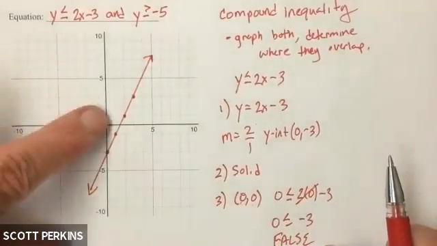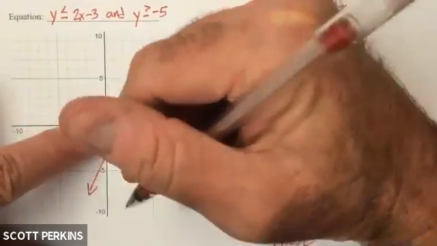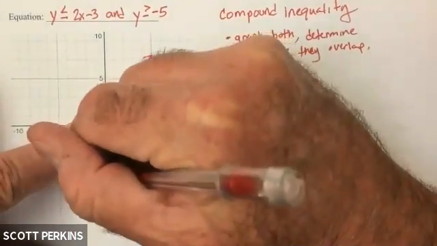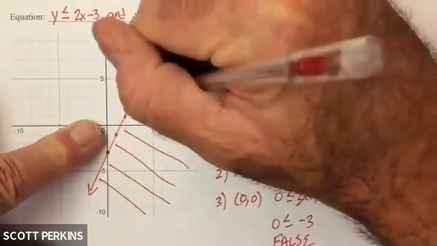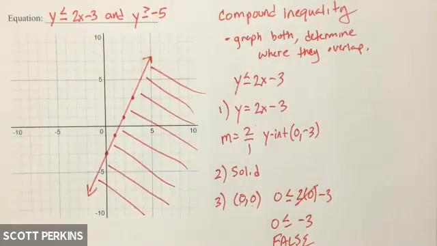So my test point was up here, 0, 0. We got a false statement. So that means the solutions are on the other side. I know you probably don't have different color pens. So when you shade, I would just shade in one direction like this, so that it's going to be easier to determine where things overlap. Okay, so there's my shading in that direction there.